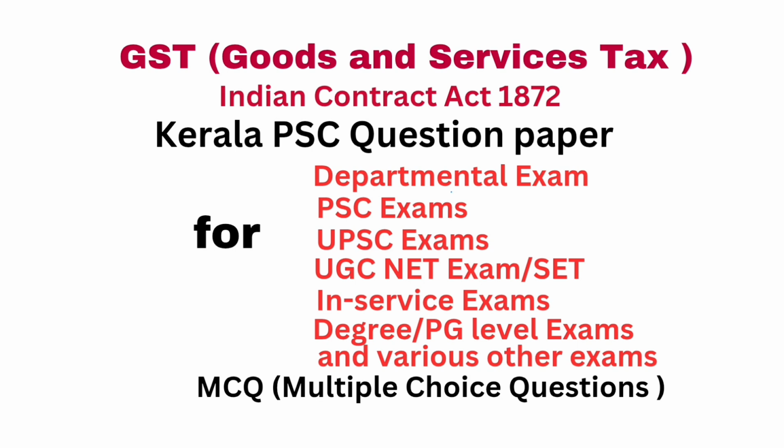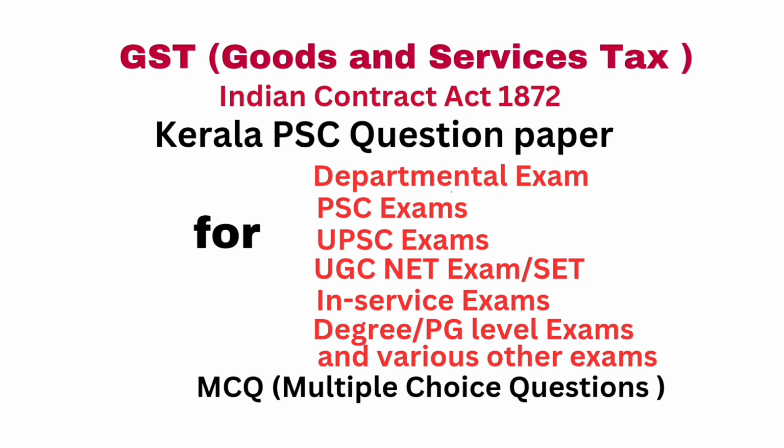Question number 18. Certificate of registration issued to a casual taxable person shall be valid for dash. Option A, as specified in the application. Option B, 90 days from the effective date of registration. Option C, 1 or 2, whichever is earlier. Option D, none of the above. Correct answer, option C, 1 or 2, whichever is earlier. That is, as specified in the application, or 90 days from the effective date of registration, whichever is earlier.